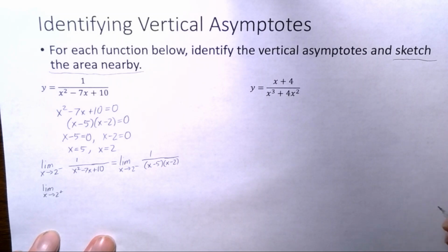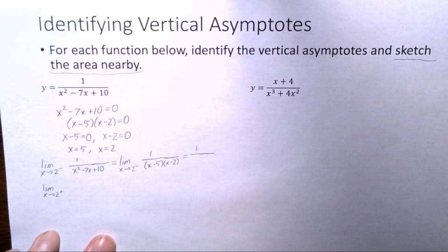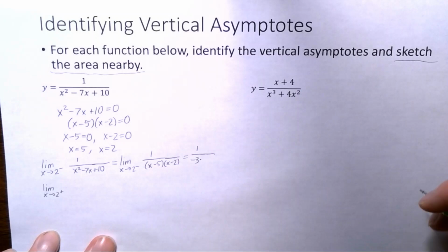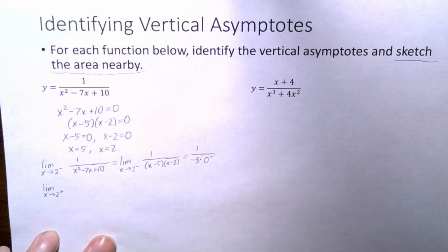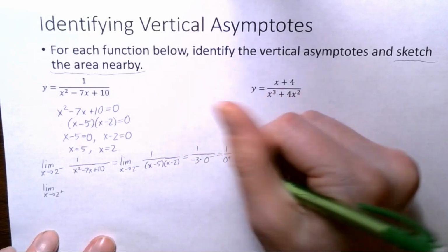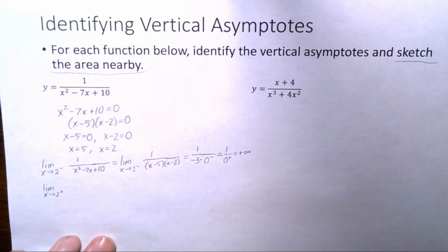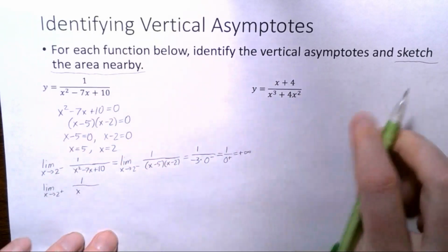So now, if I plug 2 in for that, I'm going to get 1 over, so 2 minus 5, and the negative just means it's slightly less than 2. So 2 minus 5 is negative 3. And then slightly less than 2 minus 2 would be 0 with a minus. Now, a negative times a negative is a positive, so this is going to be 1 over 0 with a plus, which gives us positive infinity. So to the left of 2, it goes to positive infinity. On the other side, for the limit as x approaches 2 from the right, it's a very similar process.